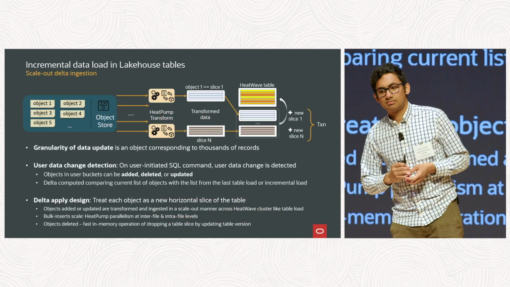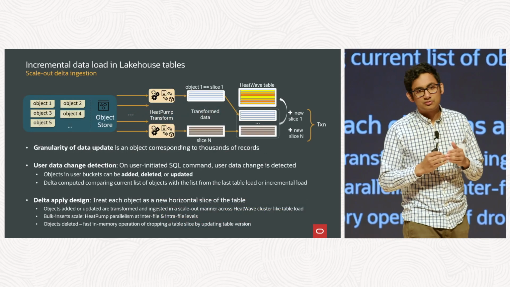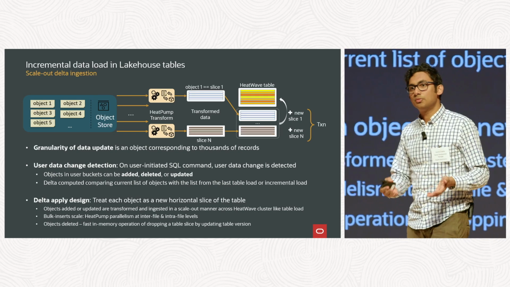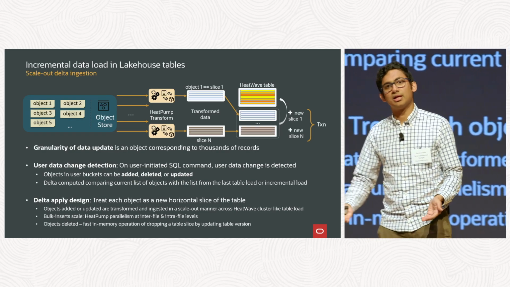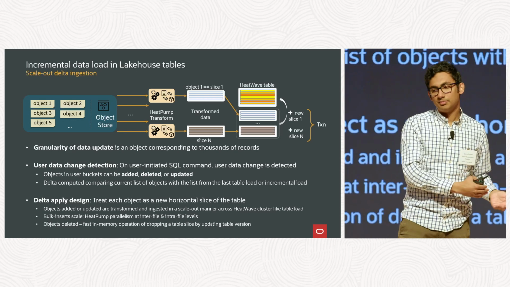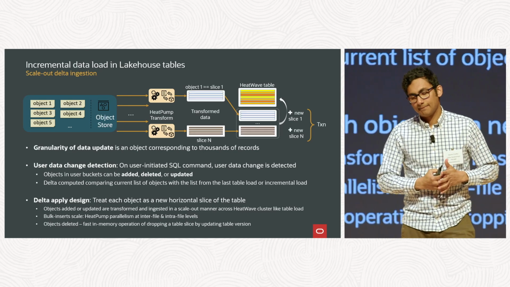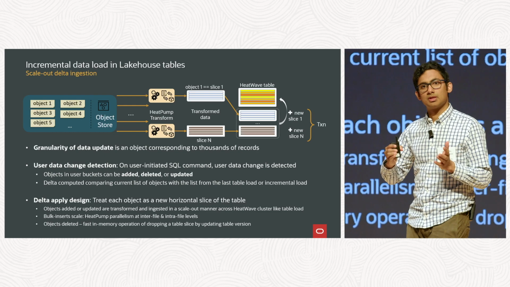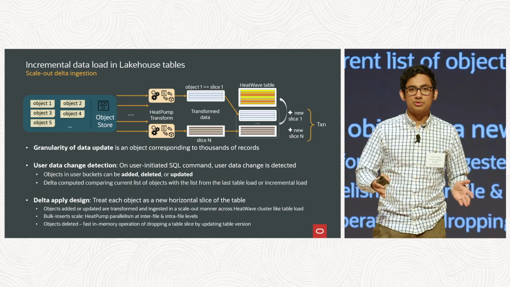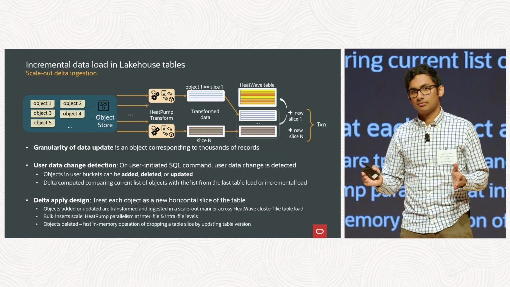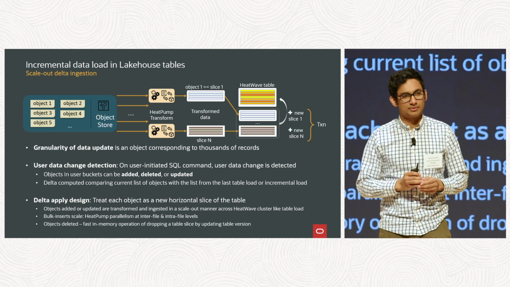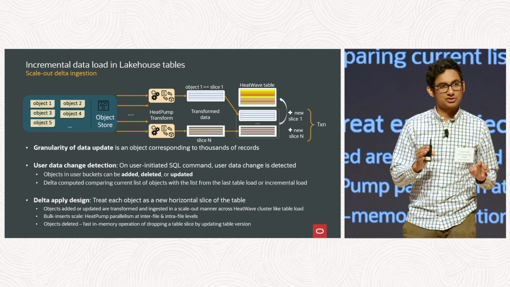The way we do it is we treat each object as a horizontal slice or a shard of the table. New objects come in, new horizontal slices of the data get added in. Data gets removed, those horizontal slices of the data get removed from in-memory. And the new data that needs to be added scales out just like the initial load. We can distribute a single object across 500 nodes and load it. There are no limitations on that.